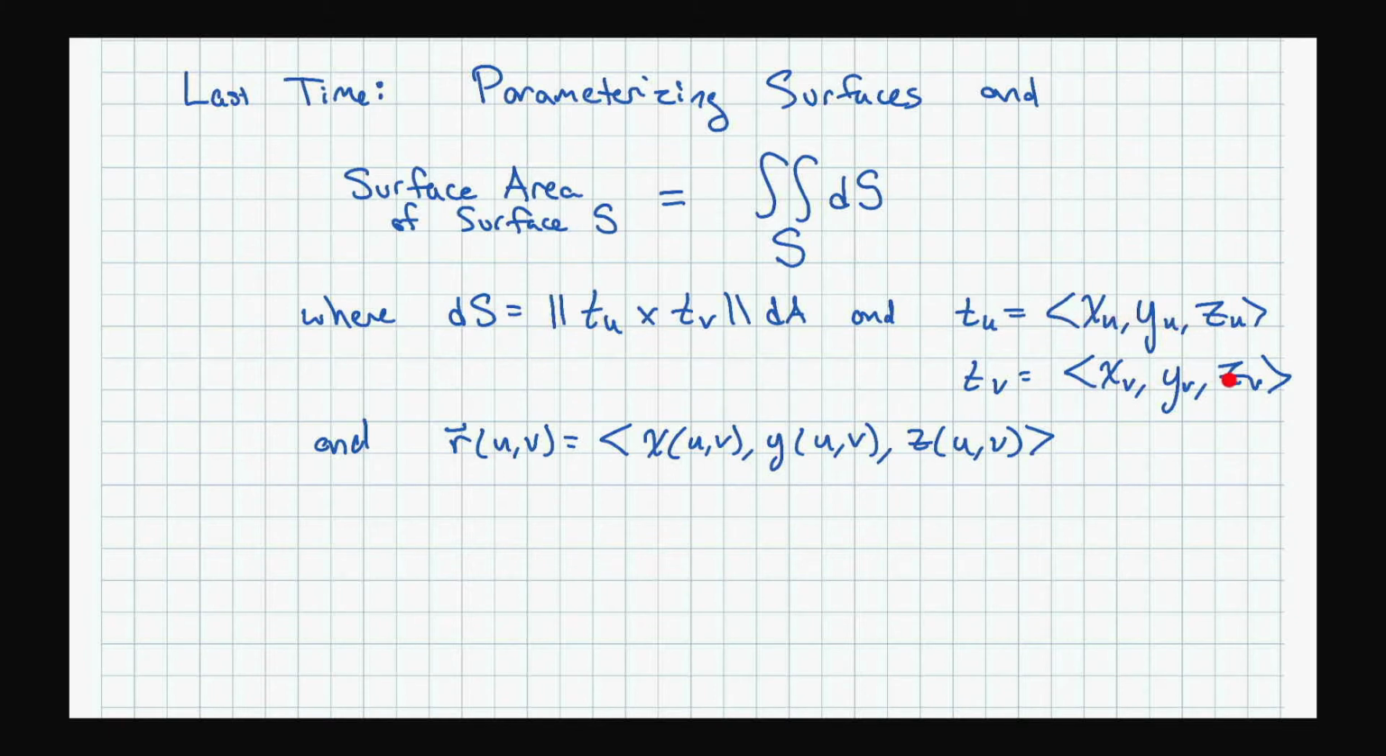After you parameterized your surface, you were going to calculate these two vectors, which are tangent to the surface at a point. Once you have those two vectors that are tangent to the surface, you're going to use those to calculate this magnitude, Tu cross Tv, which is the area of a parallelogram determined by these two vectors. And then once you have that, you integrate the whole thing over appropriate bounds, which I just wrote as S here. Okay, and that's what we did last time.